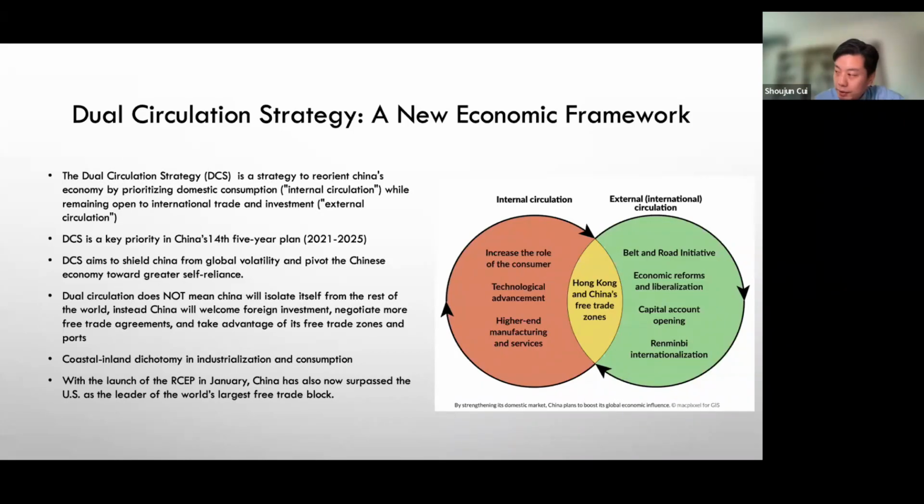You can see even in the Russia-Ukraine conflict, China has a position and stance that are different from others.